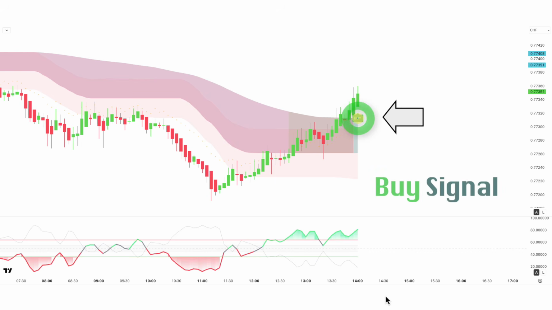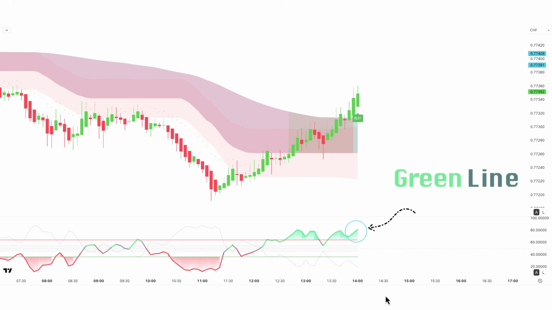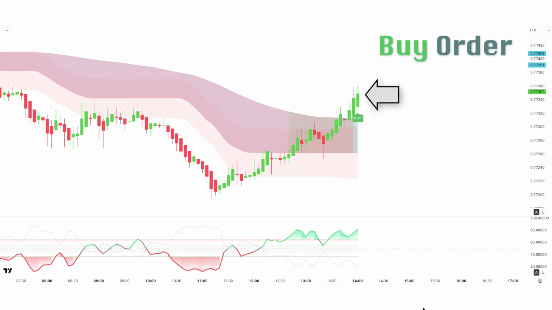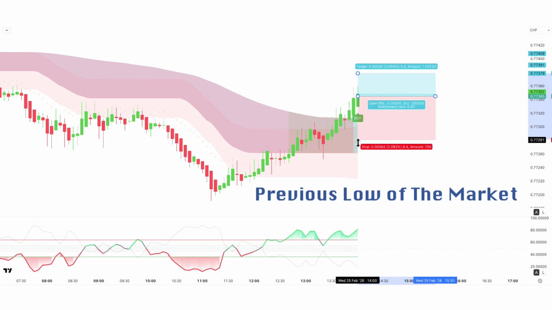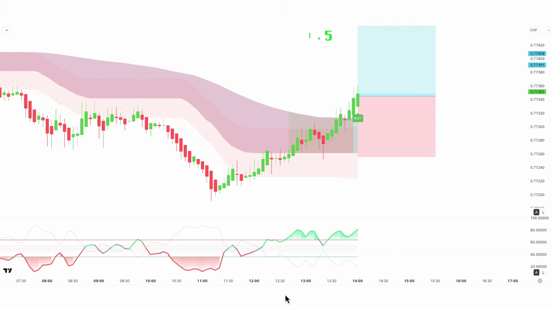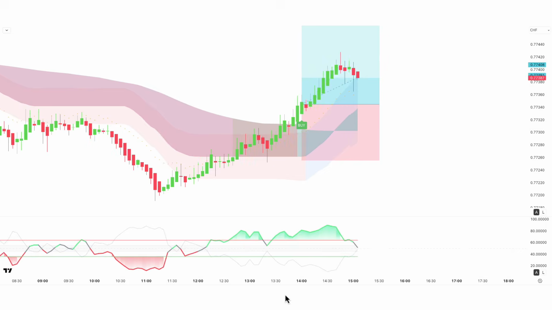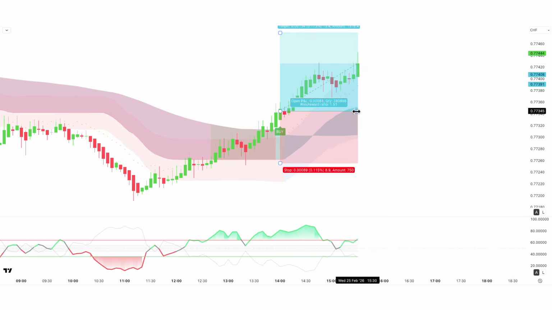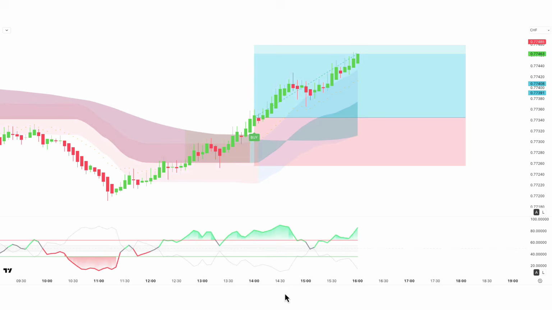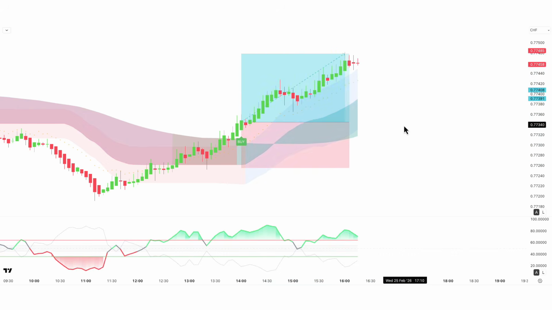Here, the Trend Sniper V2.5 arrow of this indicator is a buy signal. Here, the green line of the Adaptive Average Sentiment Oscillator is above the red line. Here, the market has made a bullish candle to give confirmation. So all our conditions are being fulfilled, so we are placing an order to buy. Our stop loss is to be placed at the previous low of the market, and the risk to reward ratio will be 1:1.5. Let's see what happens to our trade. Our trade is running in profit. We have won the trade. Let's find the next trade.